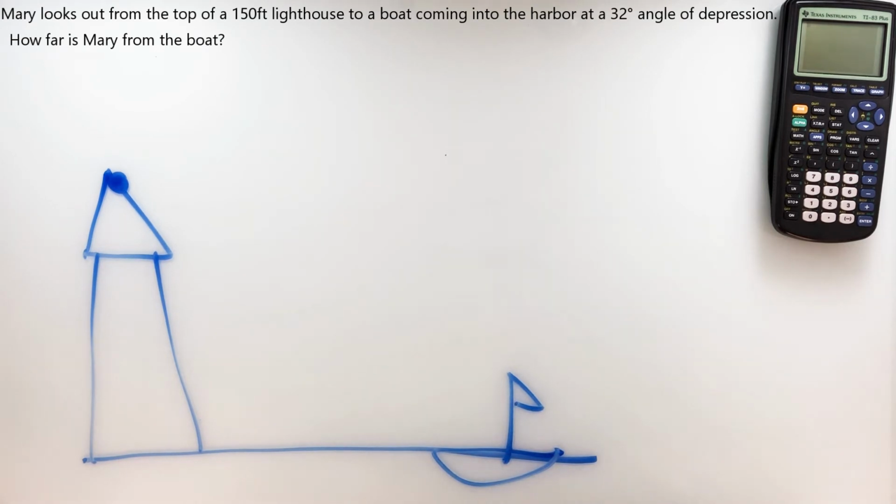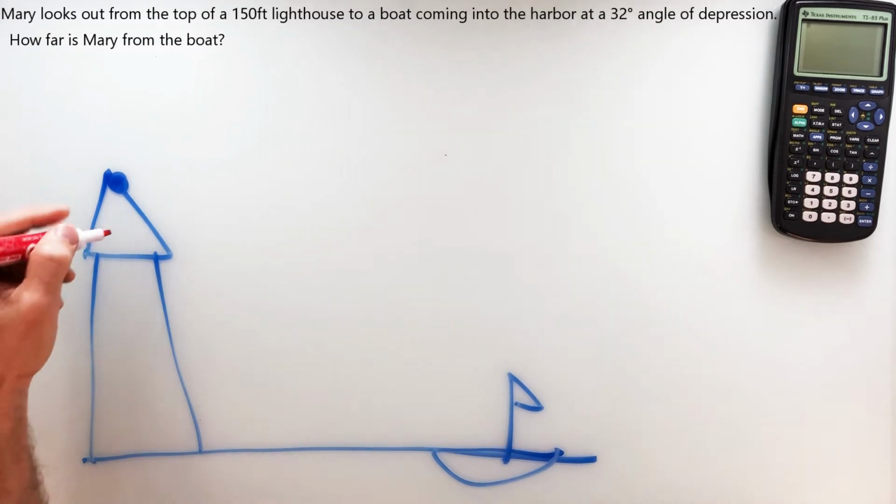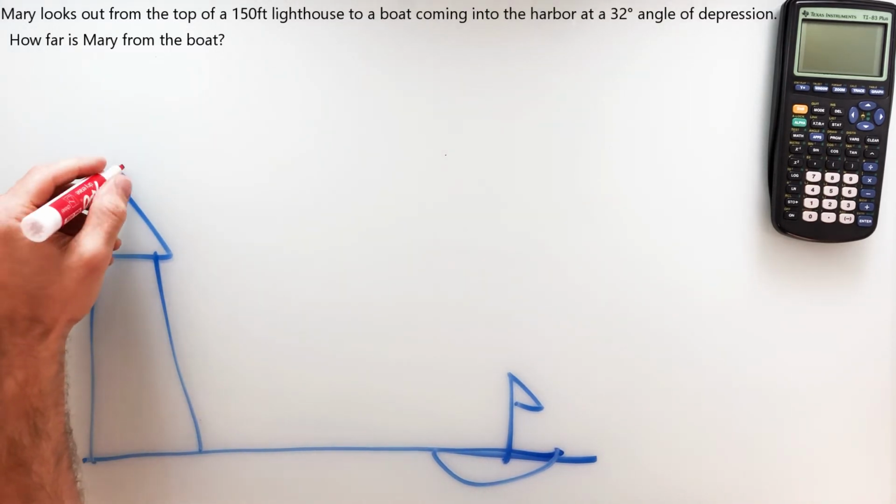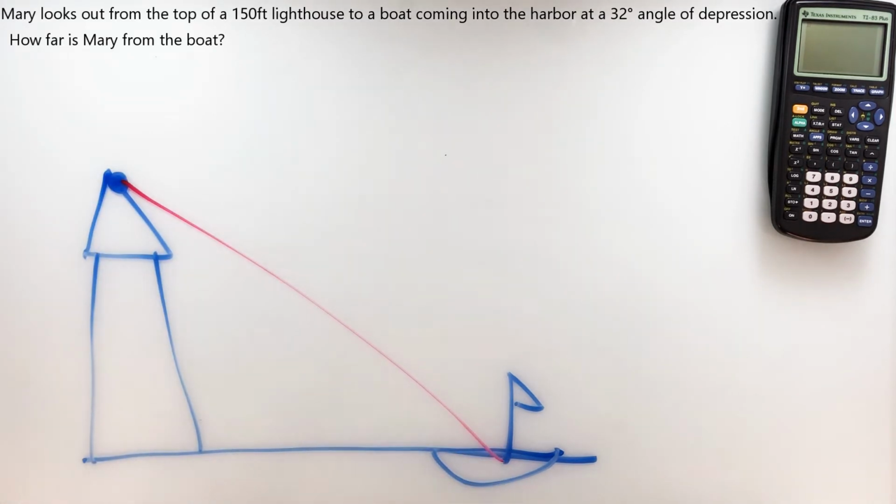Okay, the values that we are given, only two this time. It says the lighthouse is 150 feet and Mary is at the top. And it says she's looking down into the harbor at the boat at a 32-degree angle of depression. So just two values. Now, the question is asking how far is Mary from the boat? I'm just going to draw a straight line from Mary to the boat. Okay, so this is what we're trying to find. That's the distance.